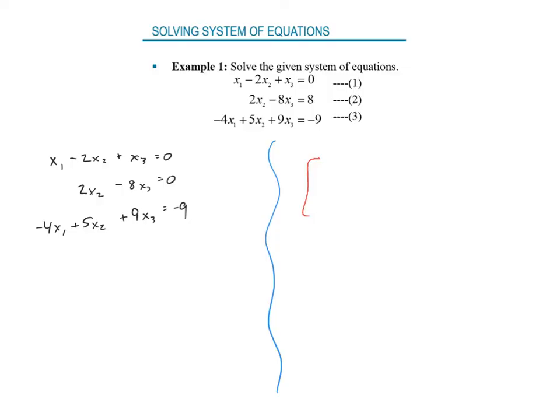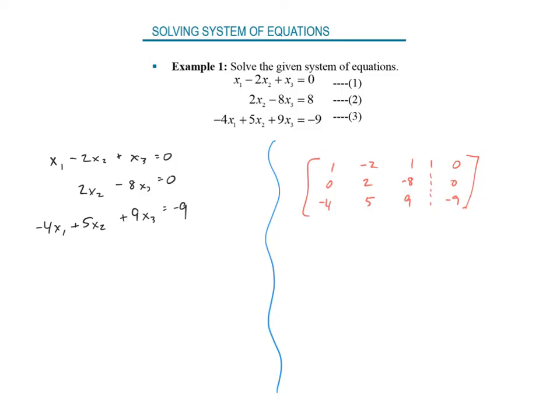This one we already had in an earlier example. 1, negative 2, 1, 0. Just going across that first equation. 0, 2, negative 8, 0. Negative 4, 5, 9, and negative 9.